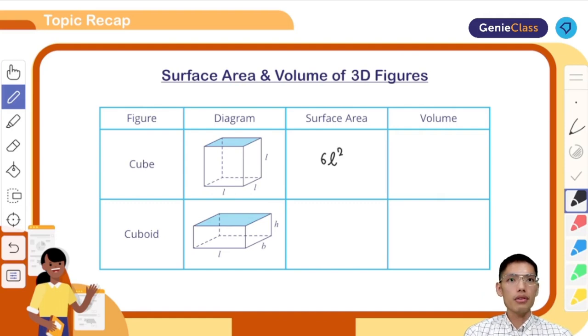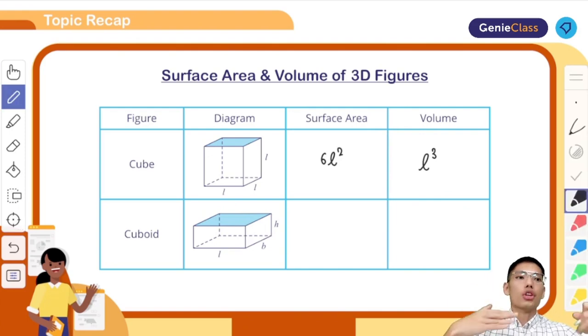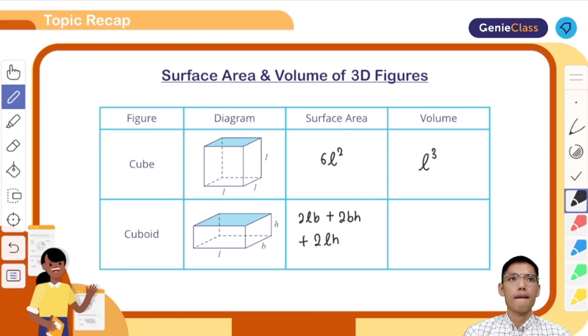For my volume, very good, base area times height. In this case, base area is L squared, height is L. So in this case, volume is just L cube. Following up to my cuboid, in this case, it's just rectangular faces. At the bottom here, at my side over here, and at this side over here. Each of them has 2 parts, so it's going to be none other than 2 of LB plus 2 of BH plus 2 of LH. That's the notion over there. And therefore, volume is just base area times height again, which is my base area, L times B.